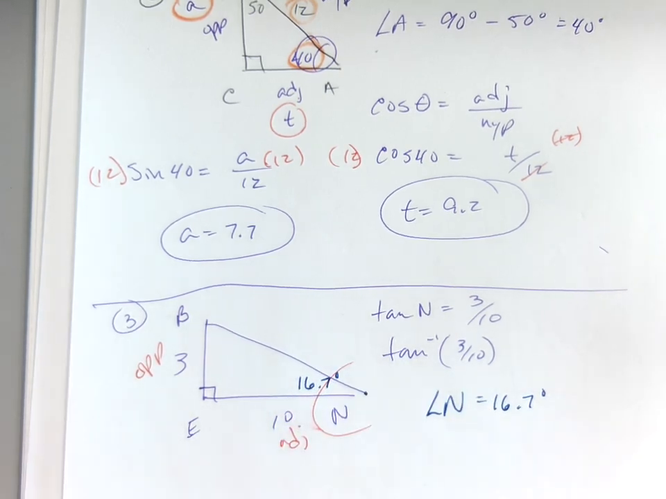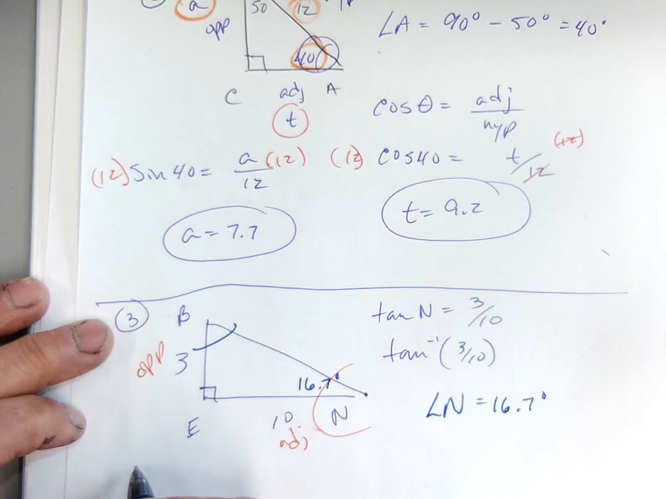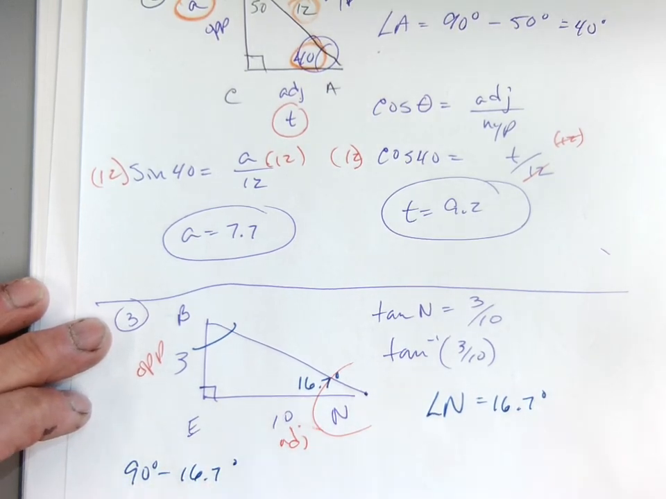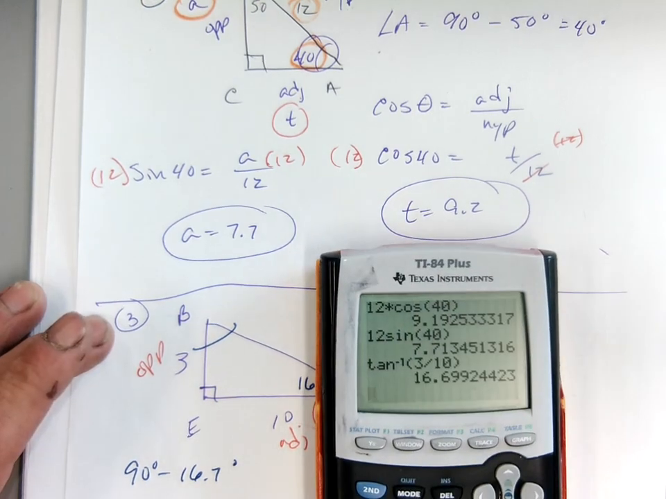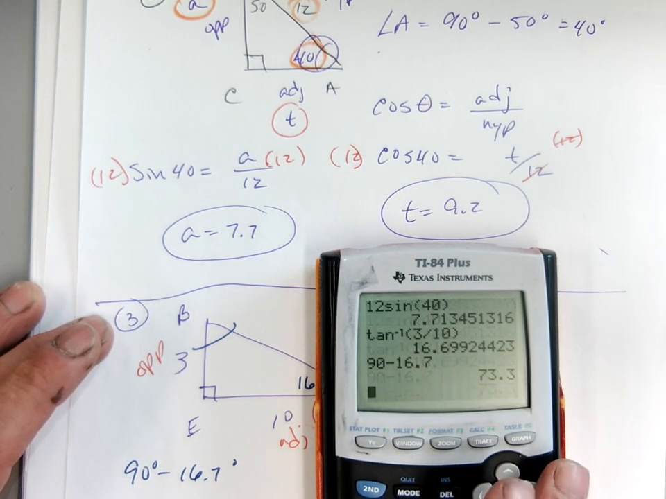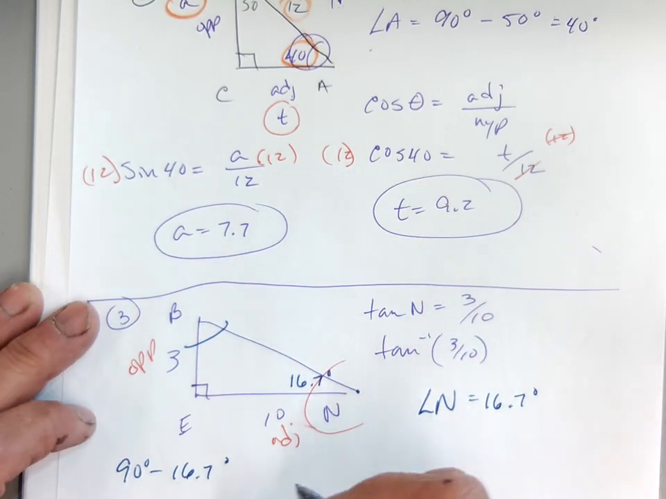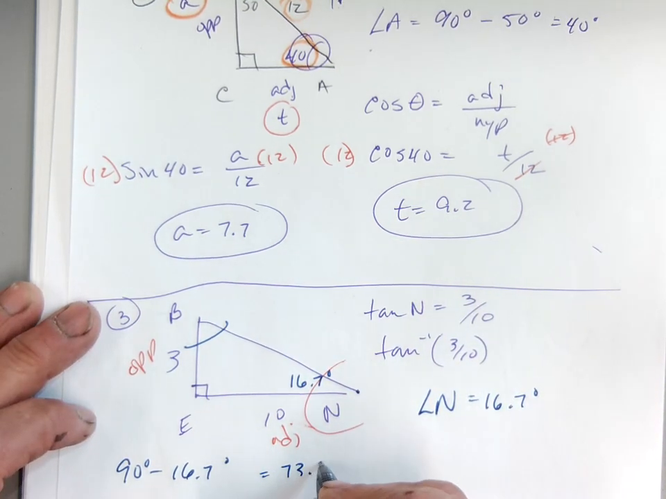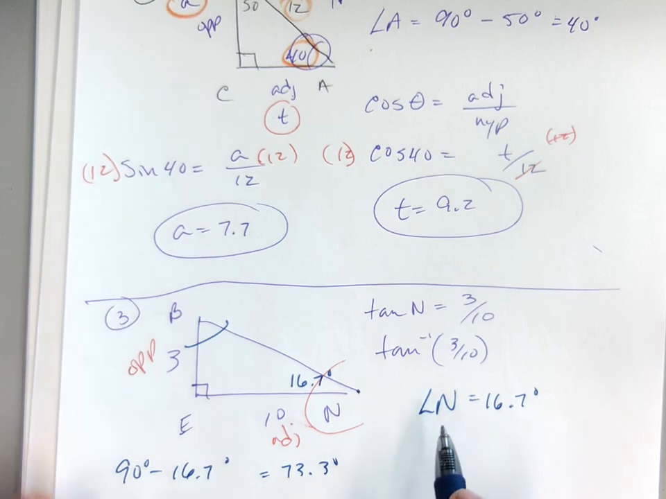Okay. So then, what would be really easy to find now? Angle B. Right? So I'm just going to go 90 degrees minus 16.7 degrees. Just use my calculator to get that. 90 minus 16.7. Again, that's about 73.3 degrees. Okay, so far so good.